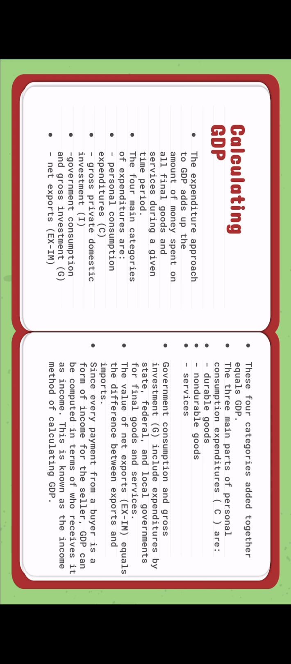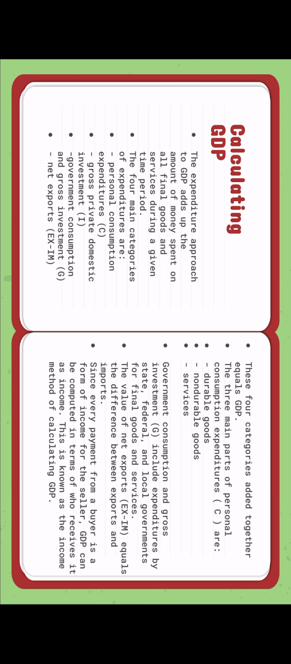The three main parts of personal consumption expenditure, aka C, are durable goods, non-durable goods, and services. Government consumption and gross investment include expenditures by state, federal, and local governments for final goods and services. The value of net exports equals the difference between exports and imports.